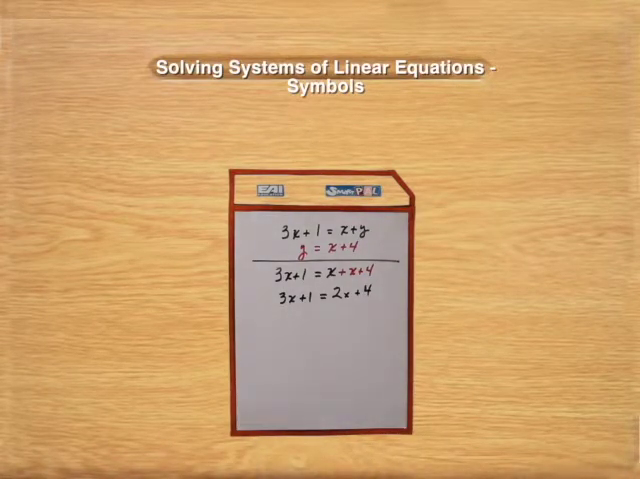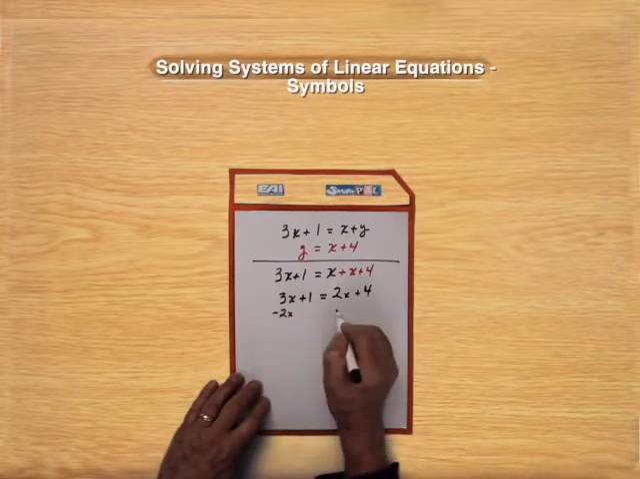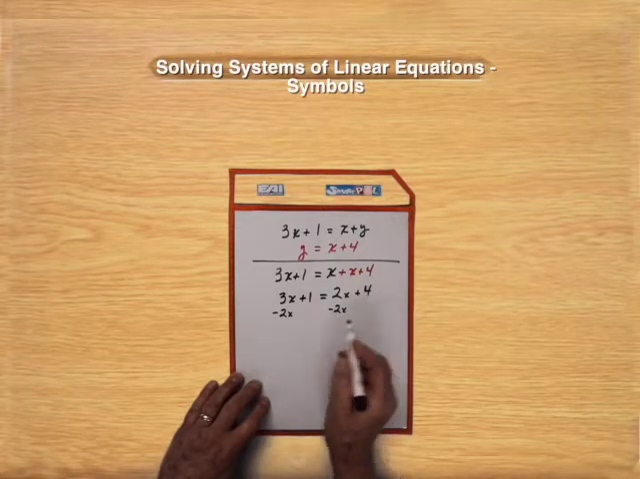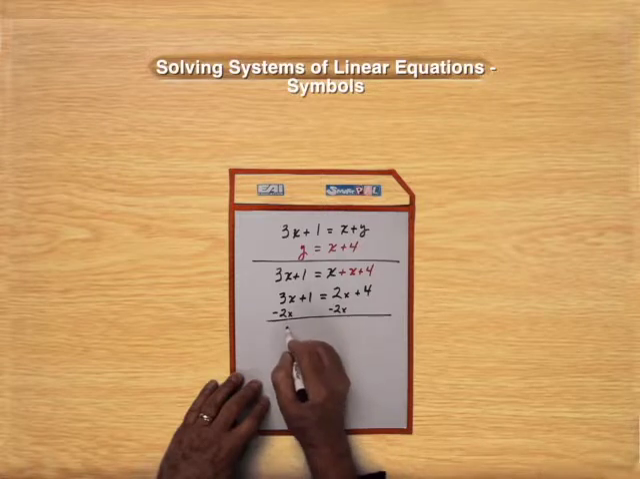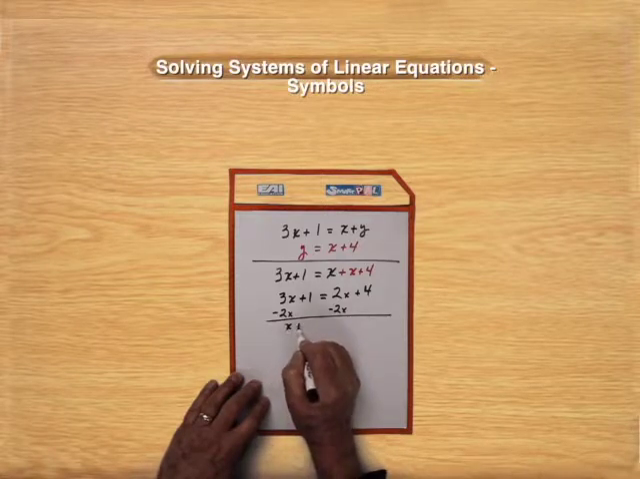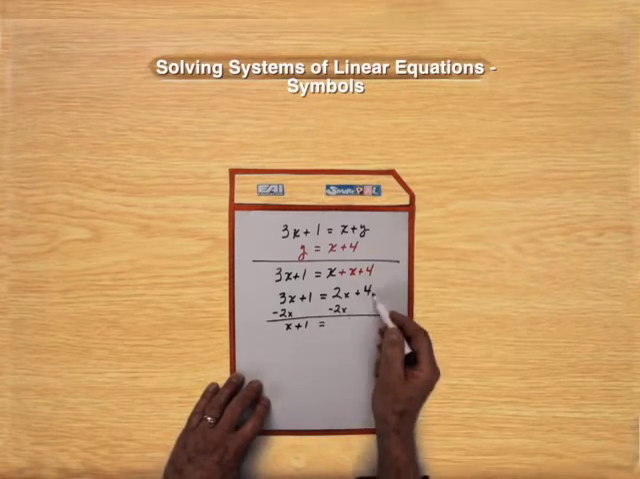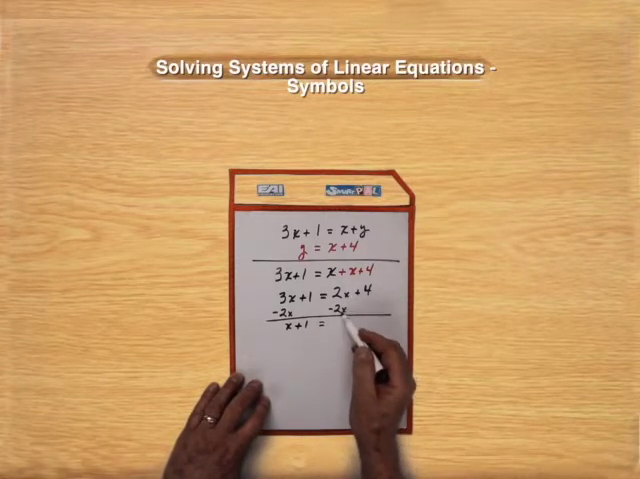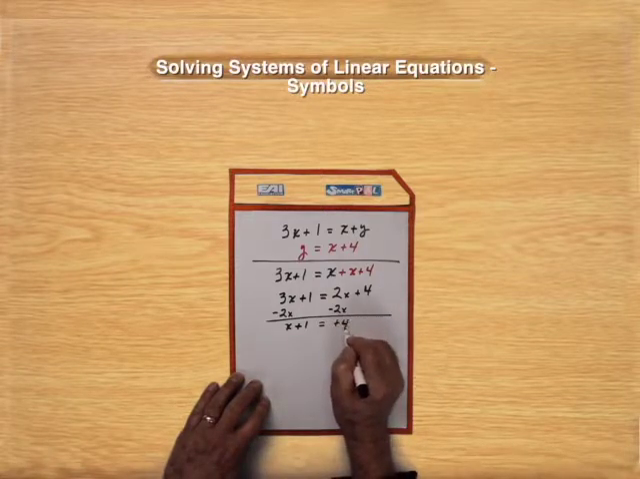It's a linear equation in one unknown. We can subtract 2x from each side. When we subtract 2x from each side, we get 3x minus 2x is 1x, so that's x plus 1. And when we subtract 2x from the right-hand side, 2x minus 2x is 0, and we're left with 4.